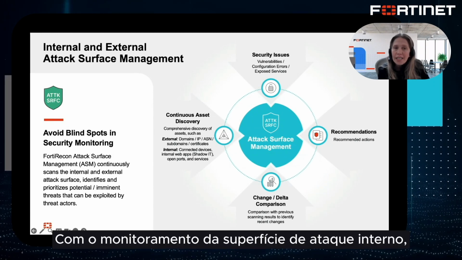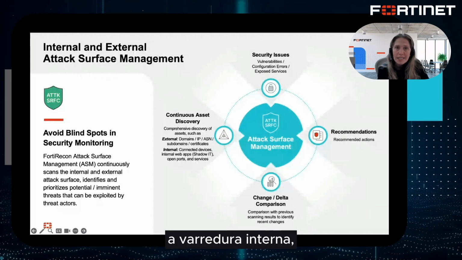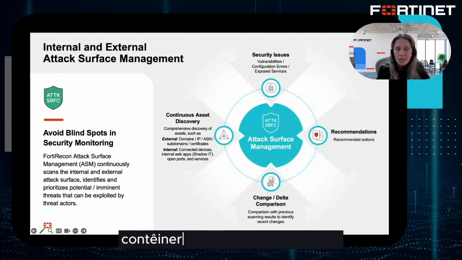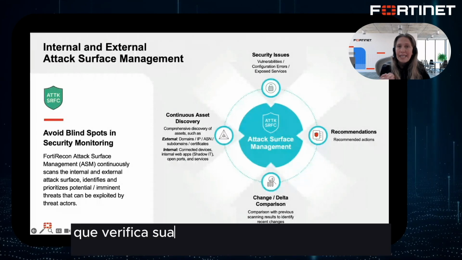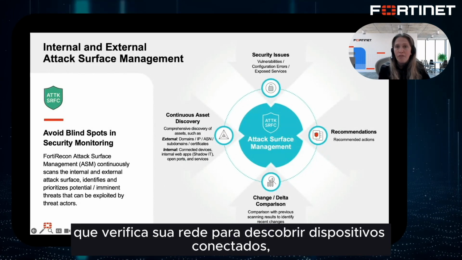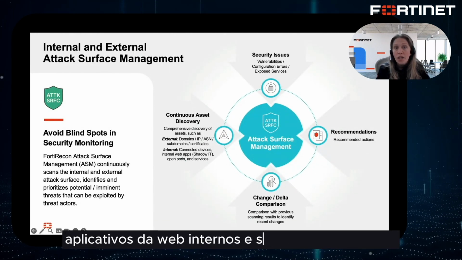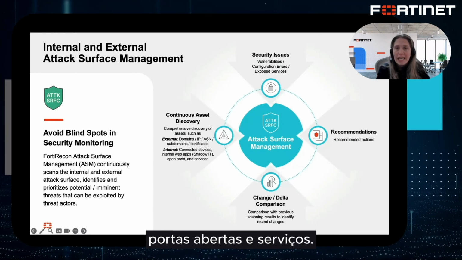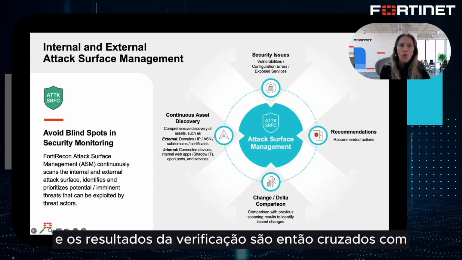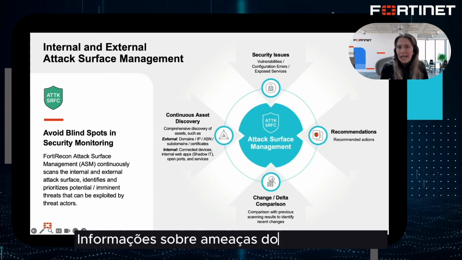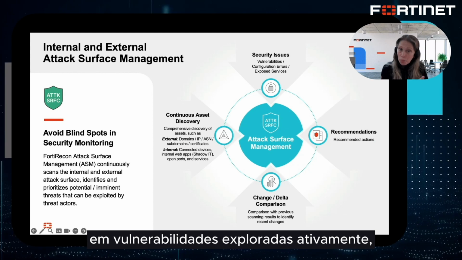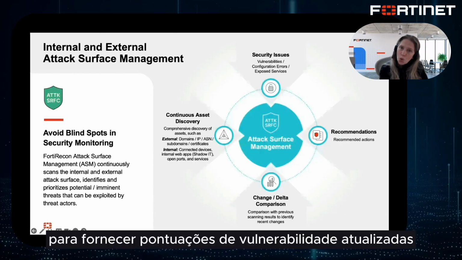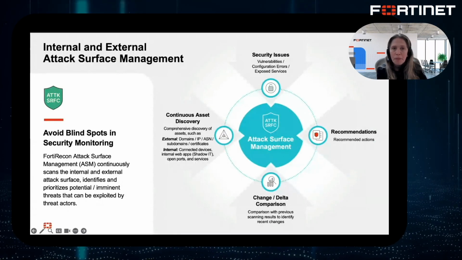With the internal attack surface monitoring, the internal scan, we are using a lightweight scanner container deployed within your network that scans your network to discover connected devices, internal web applications and their vulnerabilities, open ports and services. And the scan results are then cross-referenced with FortiGuard Labs threat intel on actively exploited vulnerabilities to provide you with updated vulnerability scores and prioritizations.